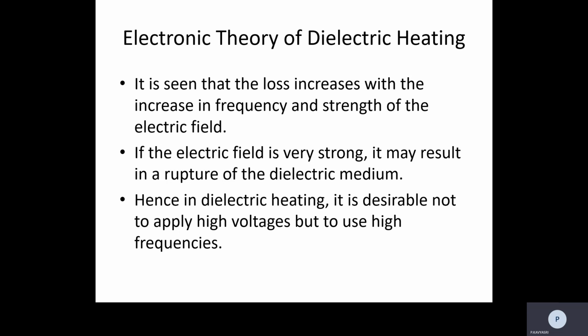It is seen that the loss increases with the increase in the frequency and strength of the electric field. If the electric field is very strong, it may result in a rupture of the dielectric medium. Hence, in dielectric heating, it is desirable not to apply high voltages but to use high frequencies. So there is a relation with the frequency and strength of the electric field. Whenever there is an increase in the frequency and strength of the electric field, loss also increases.